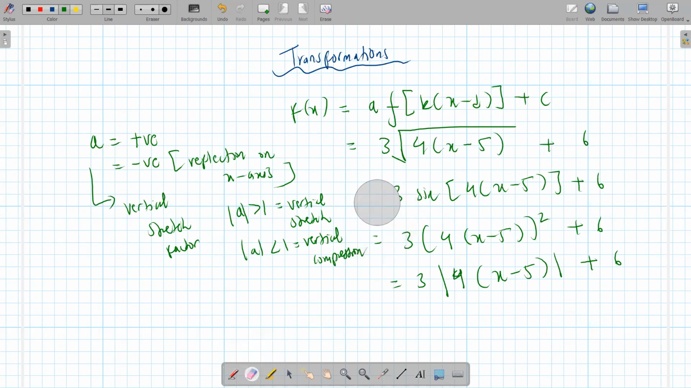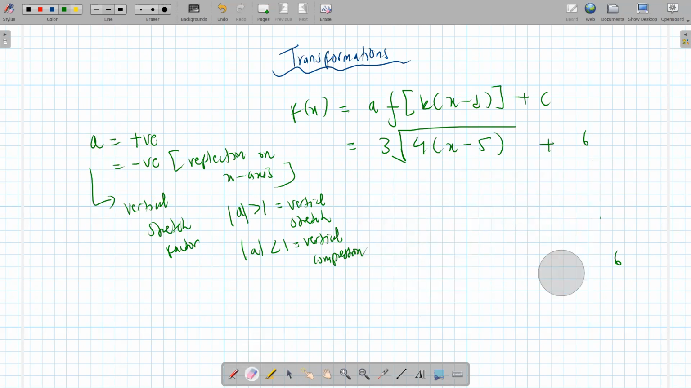We just need one function here. Let's just focus on the square root function. What's the value of A there? The value of A is 3. So what does it do? Is there a reflection on the x-axis? No, right? Is it a vertical stretch or a vertical compression? Greater than 1, so it's going to be a vertical stretch.